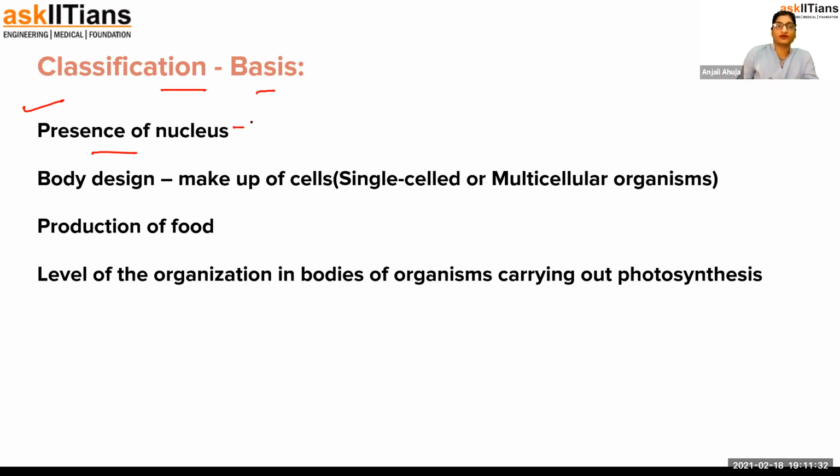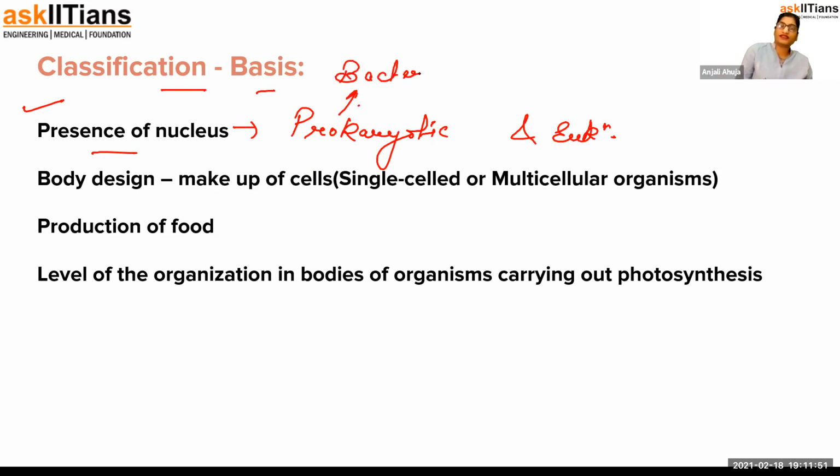First is presence of nucleus. On the basis of whether nucleus is present or not, you have learned that in the cell chapter. They are of two types, prokaryotic and eukaryotic. Prokaryotic organism and eukaryotic organism. The prokaryotic category includes bacteria. It's actually a total kingdom under it, which is known as Monera. In this chapter, we will be learning all the kingdoms, and there is one kingdom which is known as Monera. Bacteria belongs to that, so you just write Monera.